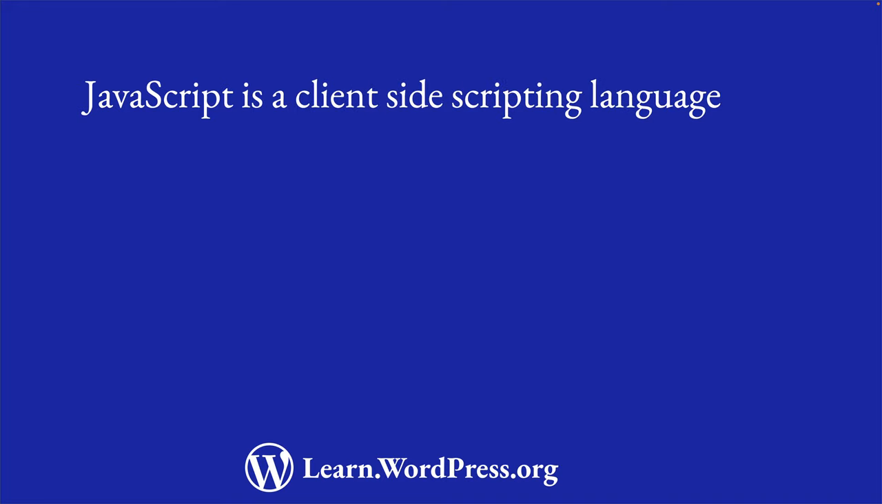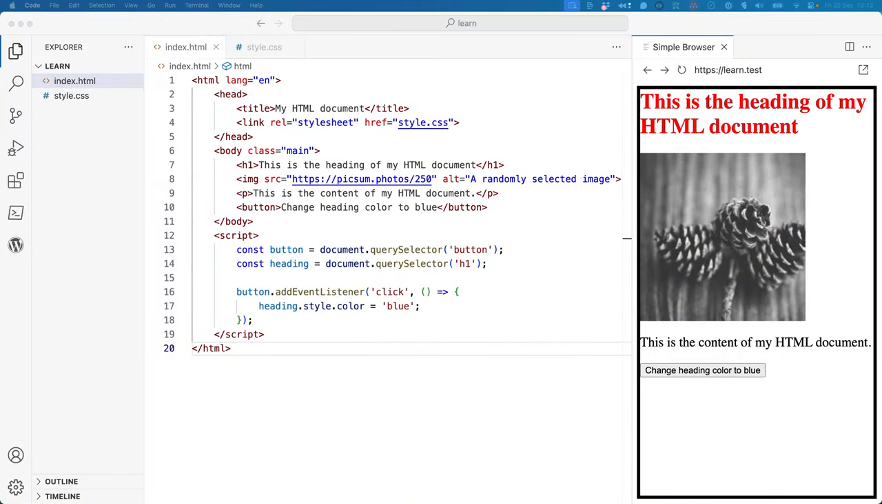JavaScript is a client-side scripting language, which means that it is interpreted in the browser. To see an example of what JavaScript can do, let's take a look at the HTML from the HTML lesson and add a button which uses JavaScript to change the color of the heading element.